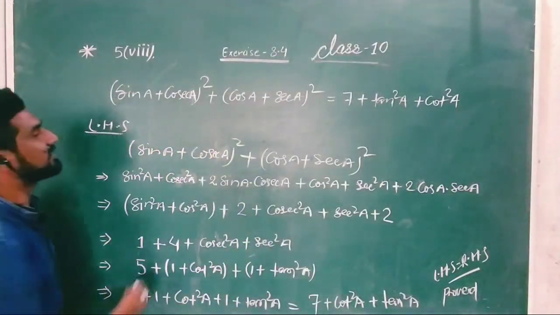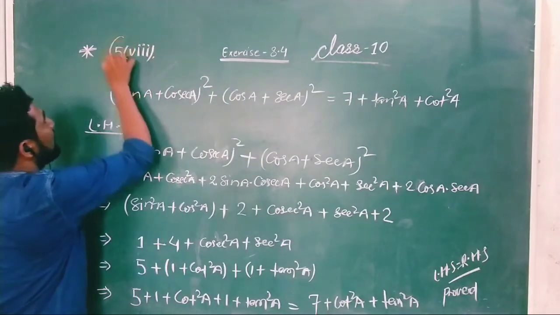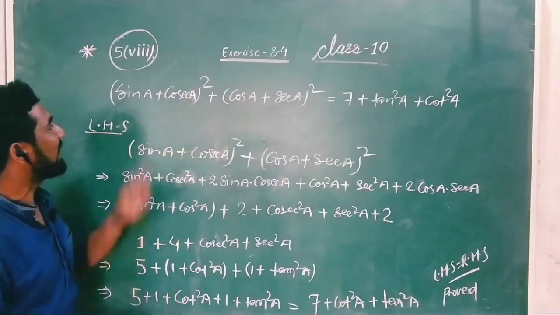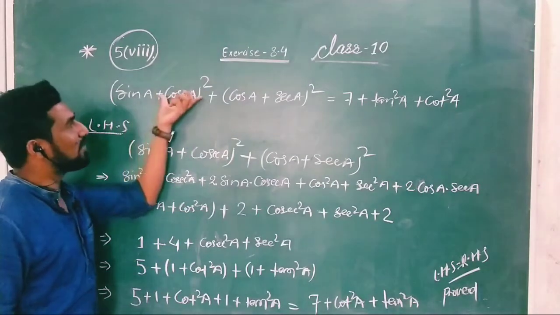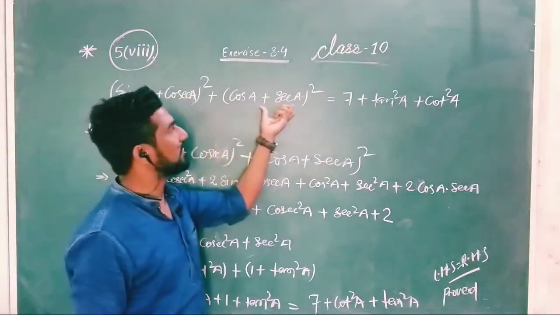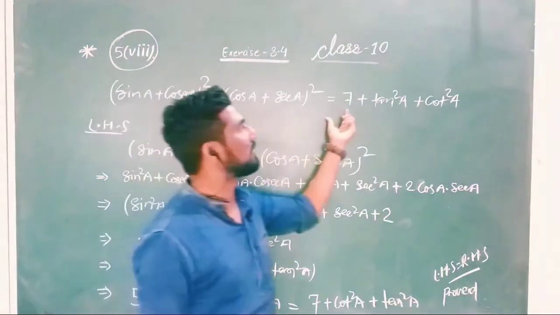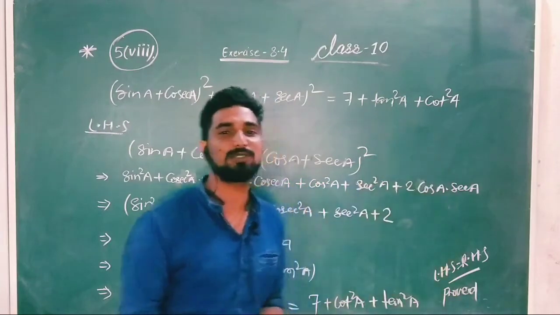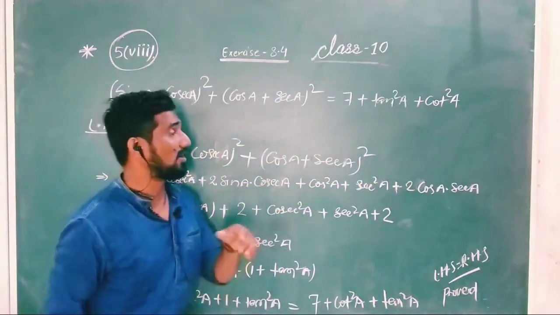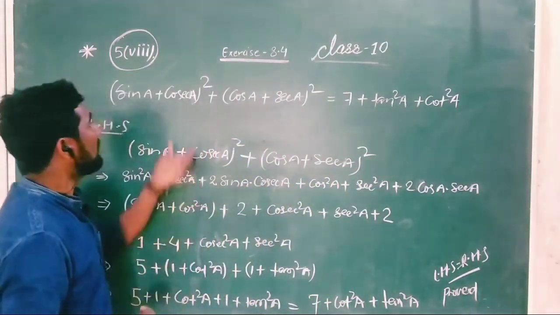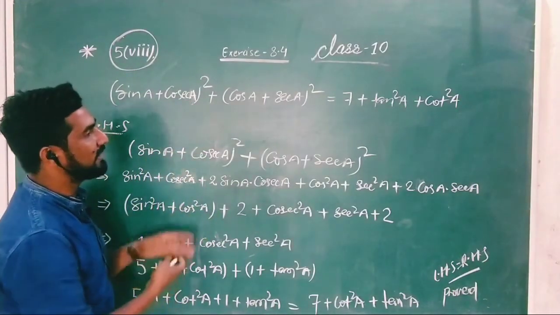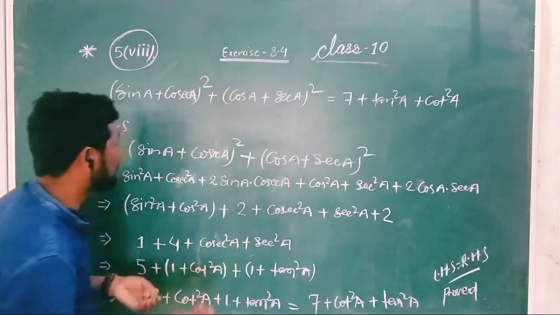आइए देखते हैं कि कैसे करना है. This is your question: (sin A + cosec A) whole square plus (cos A + sec A) whole square is equal to 7 plus tan square A plus cot square A, and we have to prove it. As you know, to prove this we take the LHS, break it down, and bring it equal to the RHS. So this is the way to prove.